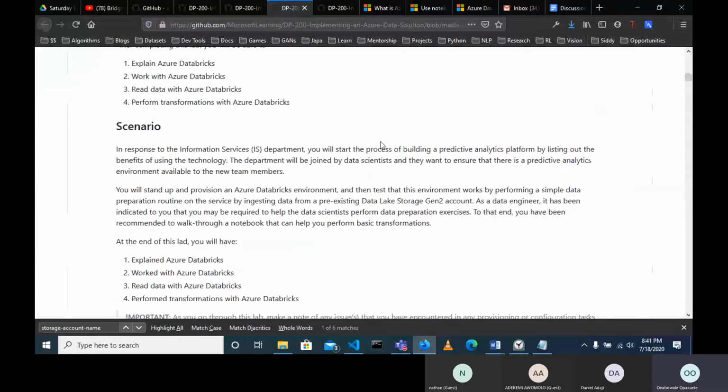Let's look at the requirements here now. From the scenario they've painted, why do you think Azure Databricks will be able to fulfill that requirement? It's open to everybody, so I would like both of you to answer.